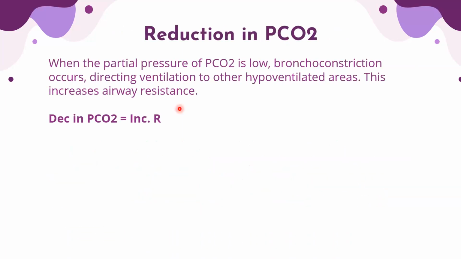Okay. Reduction in PCO2. When the partial pressure of carbon dioxide is low, bronchoconstriction occurs and directs ventilation to other hypoventilated areas. And when you have bronchoconstriction, you're going to have an increase in airway resistance, like we talked about in the equation, because you're going to have a decrease in radius.